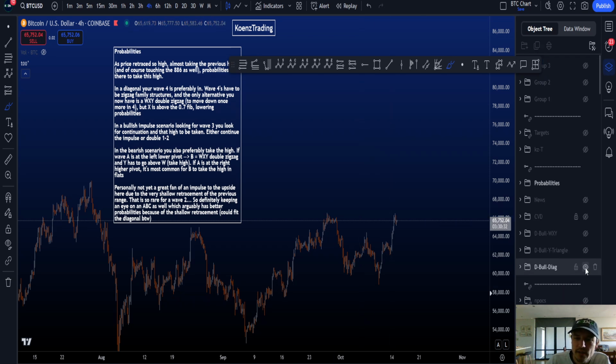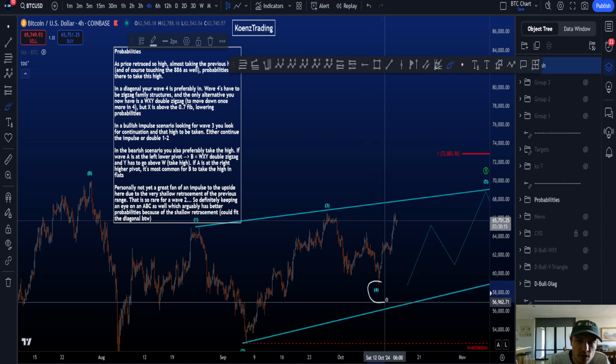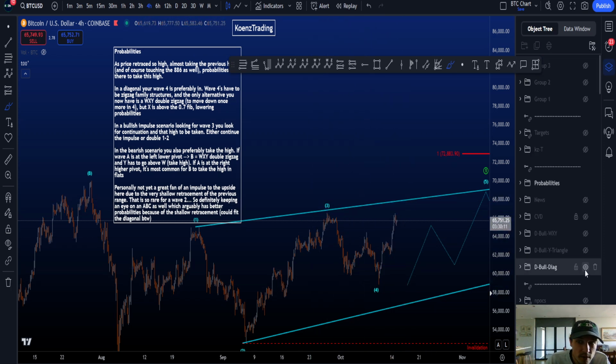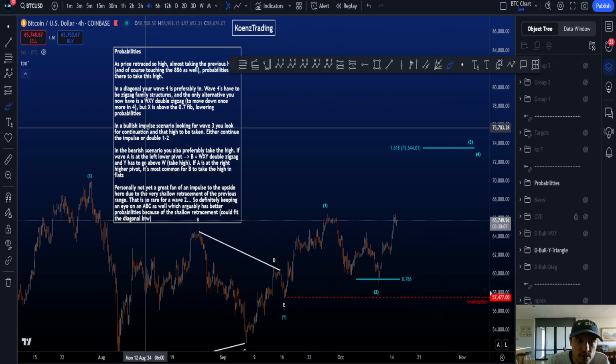Because if you compare the different daily scenarios, then here in a diagonal, preferably your wave 4 is in. Wave 4s have to be zigzag family structures, and the only alternative you now have is a WXY double zigzag, but X moved above the 0.7, lowering probability. So in this scenario, preferably 4 is in, you move up for 5. In other words, take the high of 3, right? In the more bullish scenario, you're looking for 1, 2, 3. So here you look for wave 3, right?